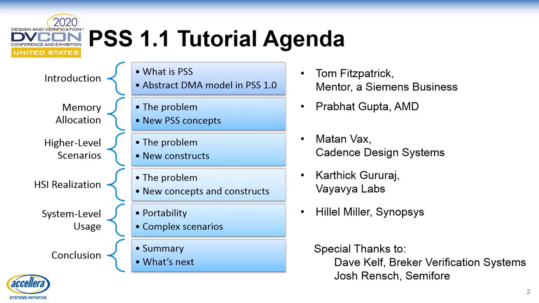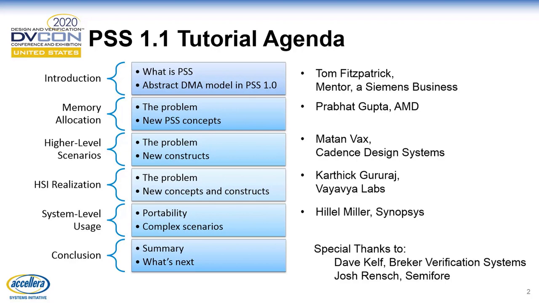I will start out with an introduction, sort of level setting what is portable stimulus, and I'm going to go through a simple DMA model in PSS 1.0, partly to set up why we've added the things we've added in 1.1, and you'll see how cleverly I do that when we get there.